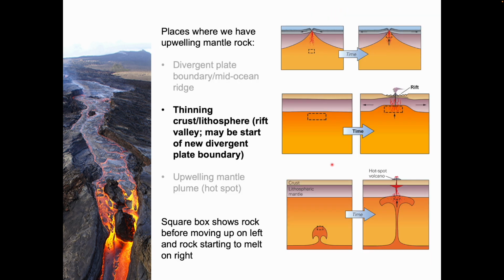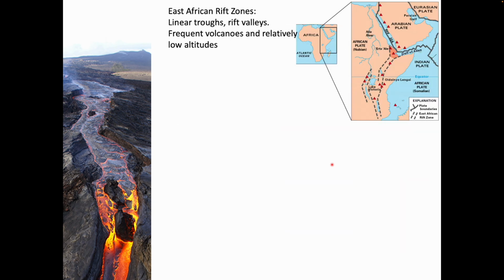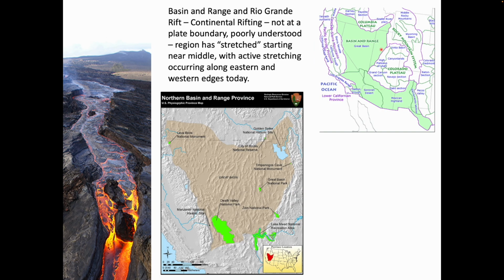So let's move on to areas where you have thinning crust or lithosphere, a continental rift valley. This could be the start of a new divergent plate boundary, or it could be different. This is your East Africa Rift Zone, as we already discussed, where you have an active continental rift, where the continent is breaking apart. Lots of volcanoes in relatively low altitudes. In the United States, we have a thing called the Basin and Range and the Rio Grande Rift. This is an area of continental rifting, sort of, but it's not a plate boundary.